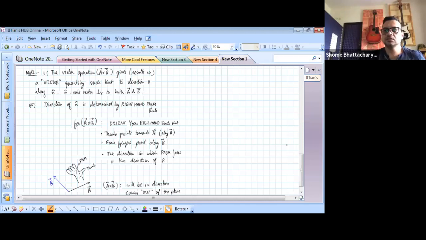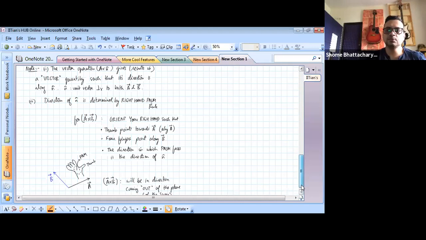Okay, so let's see some more examples of directions. Are all of you clear with this first example of palm rule application? Any doubt, please ask me on chat.